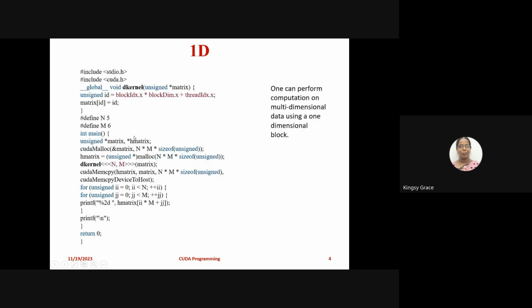So in the single dimension, there is no other dimension, so there is no need to give the dim3. Dim3 is not there. So directly the n comma m value is given in the kernel logic itself. So you have to remove that statement too.